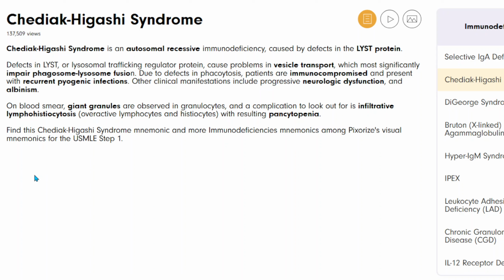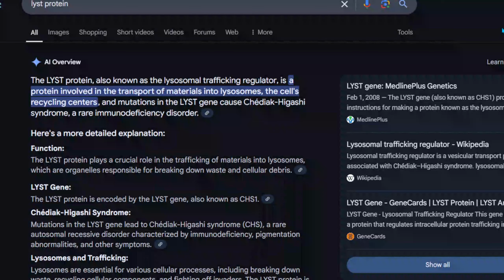Chediak-Higashi syndrome. Chediak-Higashi syndrome is an autosomal recessive immunodeficiency caused by a defect in the LYST protein. Let's see what the LYST protein is. So it says the LYST protein is also known as the lysosomal trafficking regulator. It's a protein involved in the transport of materials into the lysosomes, the cell's recycling centers, and mutations of the LYST gene cause Chediak-Higashi syndrome.